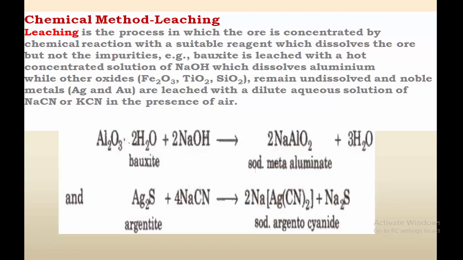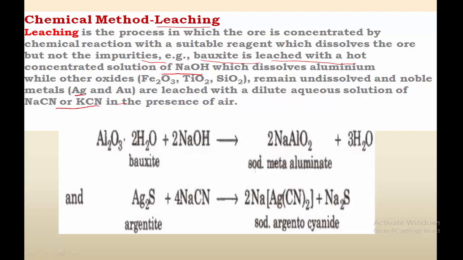Then chemical methods. So you have seen physical methods, and now what are the chemical methods that we will see? The first one is leaching. It is the process of concentration where we use certain chemicals, which are reagents, which dissolve the ore but not the impurities. Examples are bauxite is leached with a hot concentrated solution of NaOH, which dissolves aluminium, while other oxides will remain undissolved. And noble metals are leached with dilute aqueous solution of NaCN or KCN.